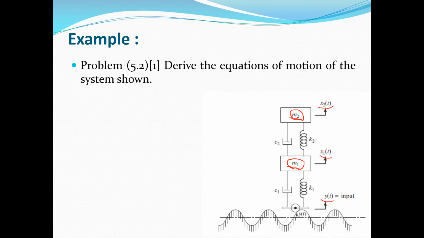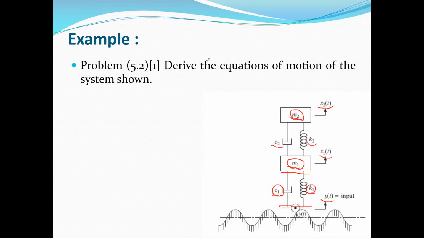For the mass m2, we will have a spring k2 and damper c2, but for mass m1, we have k1 and c1 in addition to the spring k2 and damper c2. But the point here is that for mass m1, in this spring k1 and damper c1, both ends of the spring and damper are subjected to the motion. One edge is moving by x1 and the other edge is moving by y(t).